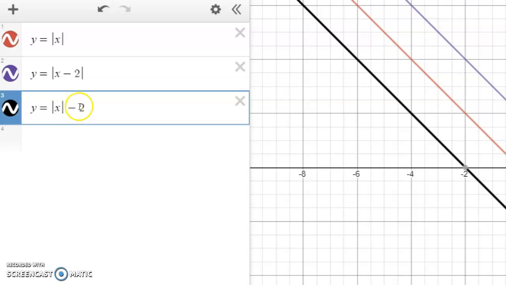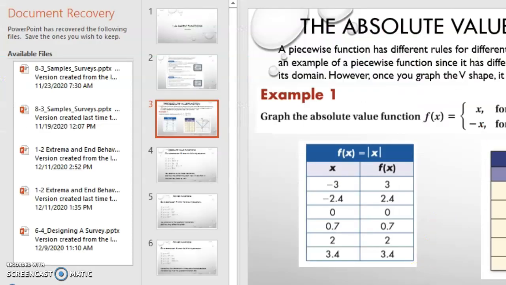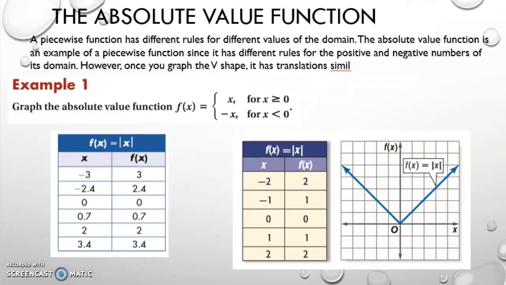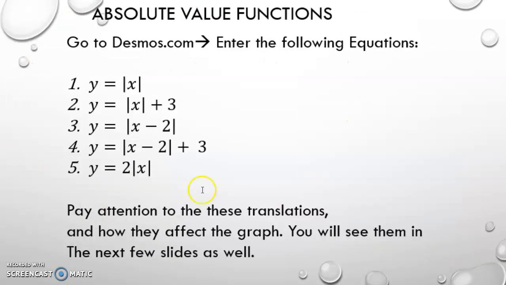If it says minus 2, it's negative 2. This one is just the opposite. If I do plus 2, it'll move it left. And you did see that one because it popped up here over on the side. So that's how these things work in terms of the parent functions. And that's what I had you guys doing right here.